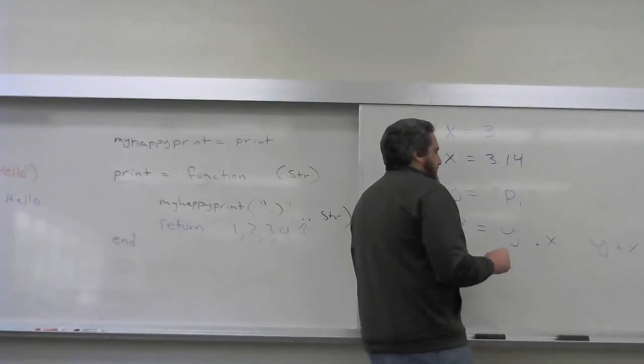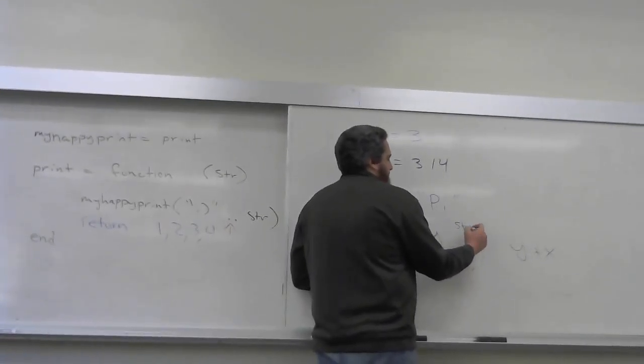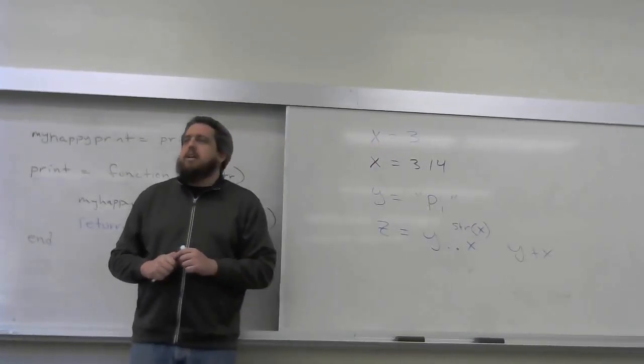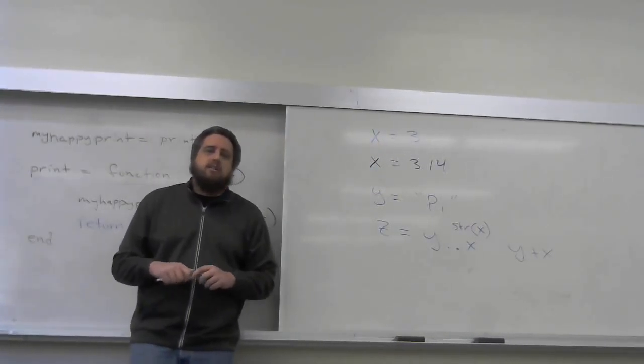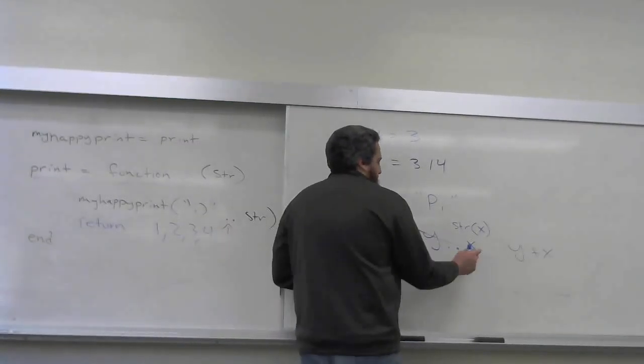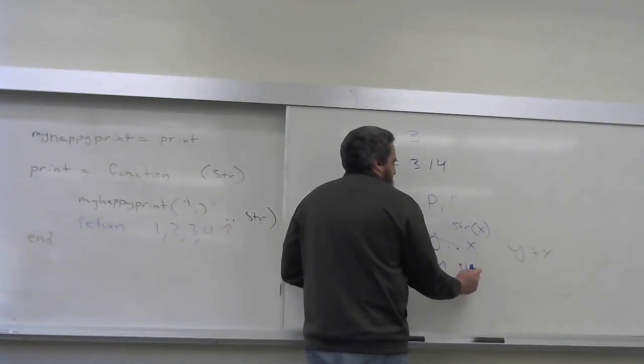There is a tostring function. I believe it's just str. I think you can call str on x, though. That turns any value into a string, and that allows you to concatenate strings together. So if you wanted to do this concatenation, even though you couldn't do it directly, you could say y dot dot str x.